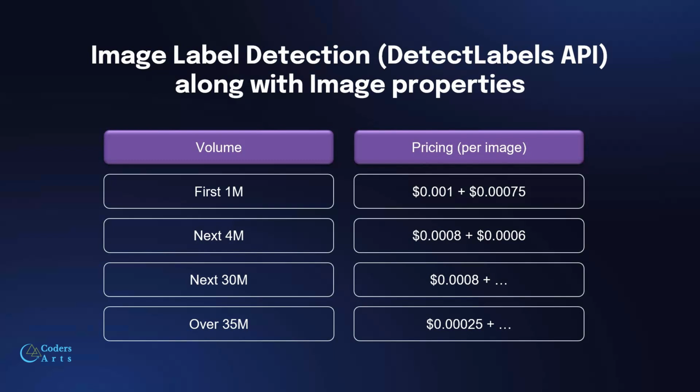So here you have the option to either only use label detection properties or only use image properties using the Detect Labels API, and the pricing for both has been shown on the screen. So in case you only choose to extract image properties from the Detect Labels API, then you'll only need to bear $0.0075 per image for the first 1 million images.